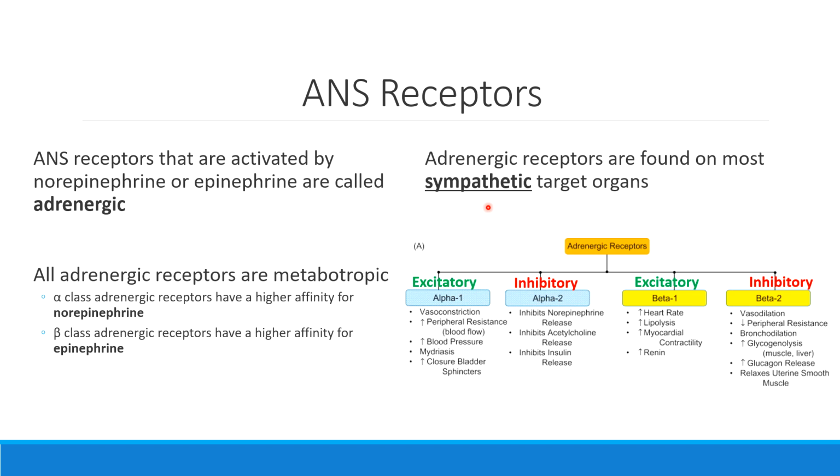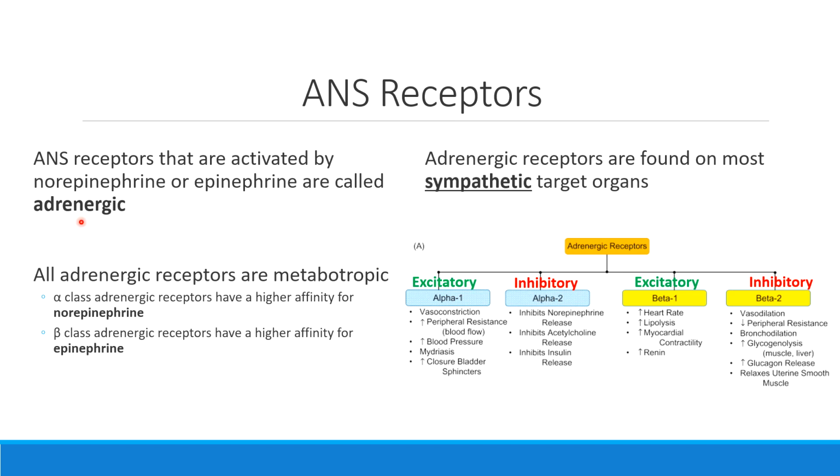So when we're talking about adrenergic receptors, this is not something that the parasympathetic division would use. This is strictly used by that sympathetic division, the fight or flight division of the autonomic nervous system. But recognize as you're studying the alpha and beta types that sometimes that is an excitatory or an increasing response, and sometimes that is an inhibitory or a slowdown response.